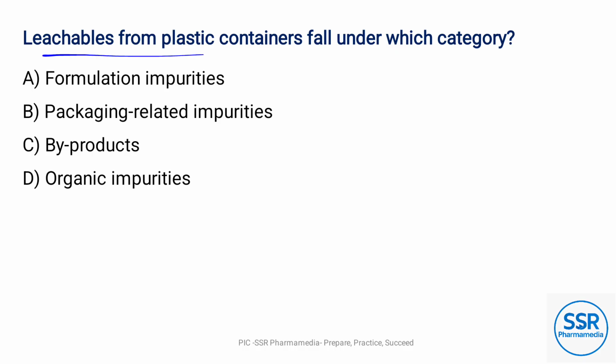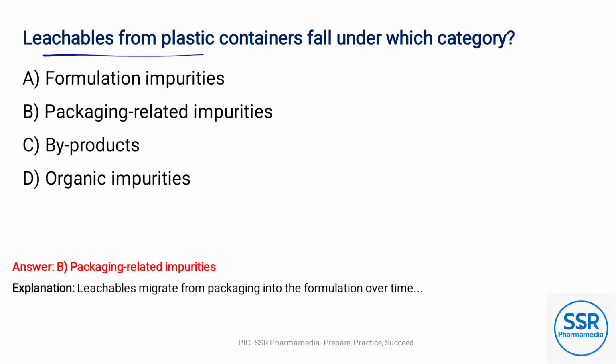Leachables from plastic containers fall under which category? So option B is the correct answer, packaging and related impurities. So leachables migrate from packing into the formulations over time, so over time during storage.